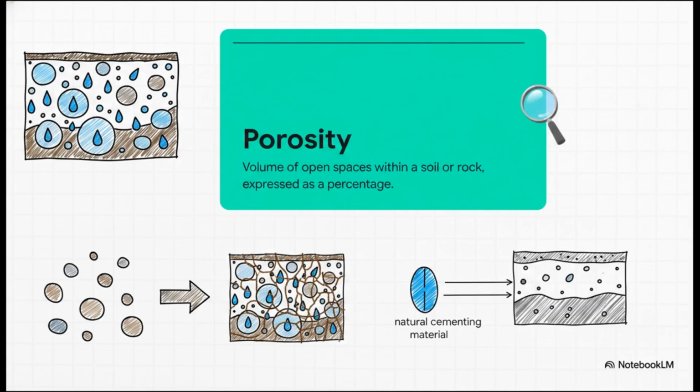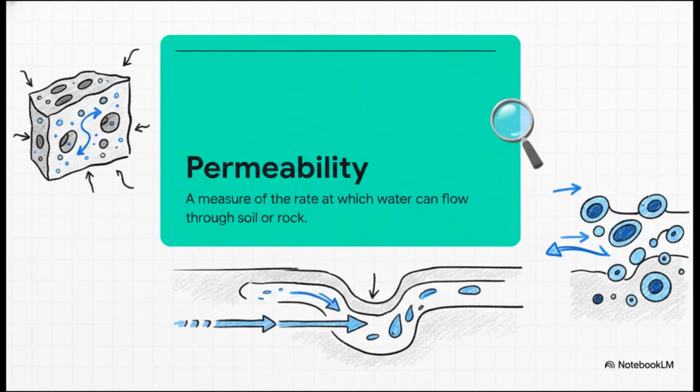And that capacity depends entirely on a few key things, like the size of the grains in the soil, the variety of those grain sizes, their shapes, and whether or not there's some kind of natural cementing material binding it all together. Now, directly related to porosity is permeability. But while porosity is all about storage space, permeability is all about flow. You can have a highly porous rock, but that doesn't guarantee you'll get fast-moving water.